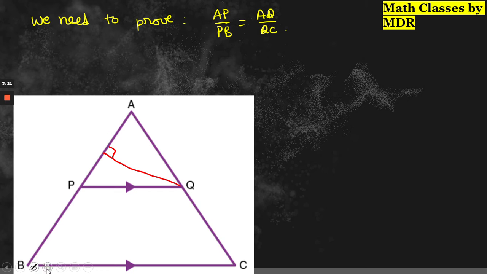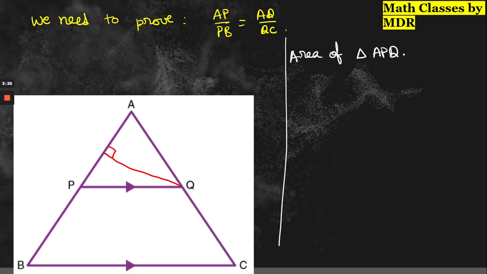So now let us try to find the area of the triangle APQ. We know that the area of a triangle is half into base into height. So let us take AP as the base. Then what is the height here? Let us say this intersecting point is M. So from that intersecting point, the height is QM. So this is the area of the triangle APQ if you take AP as the base.